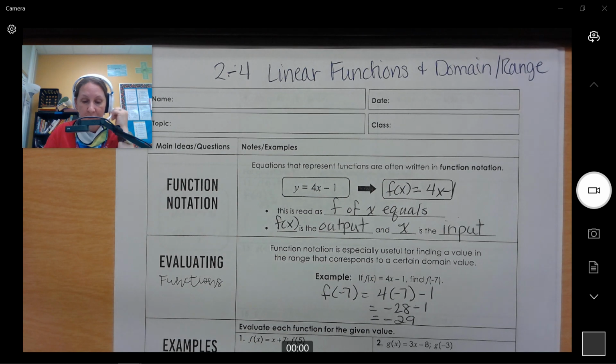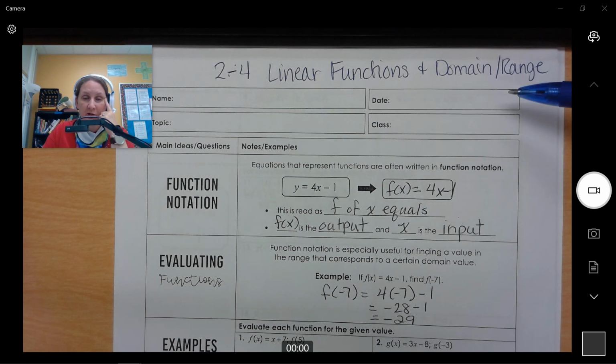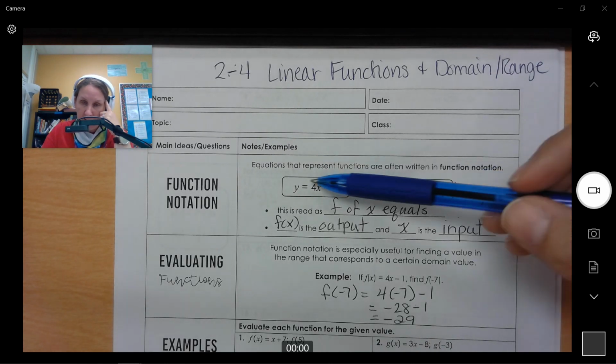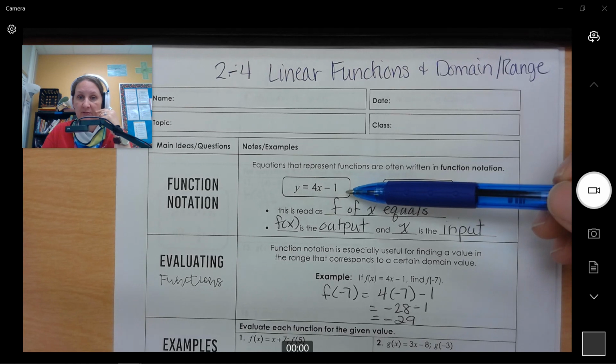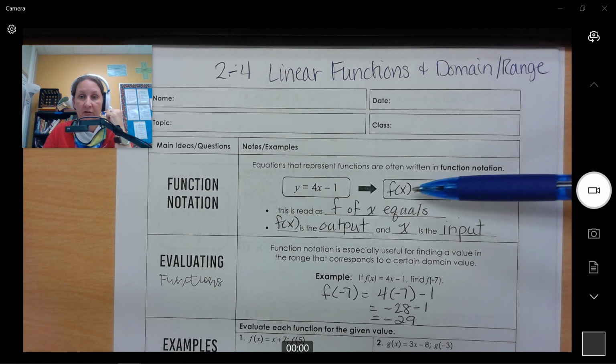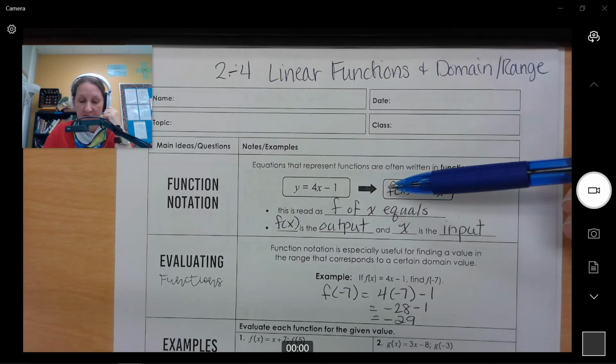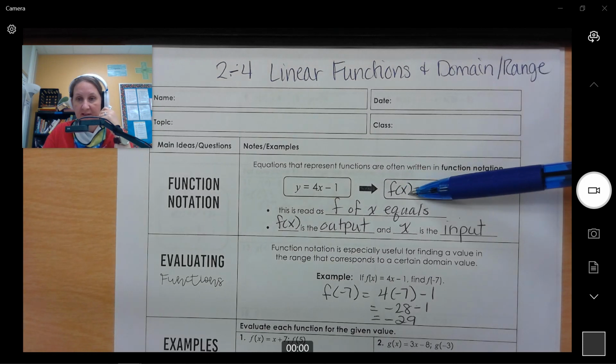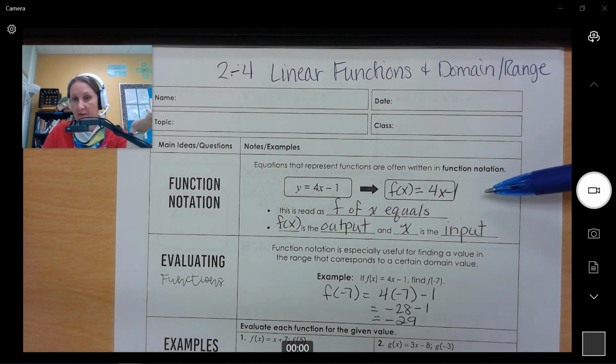Okay, this is the 2-4 notes for algebra. We're going to look at linear functions and their domain and range. So any equation, y equals 4x minus 1, can be rewritten using function notation. Function notation simply means f of x equals, and then you have the rule.